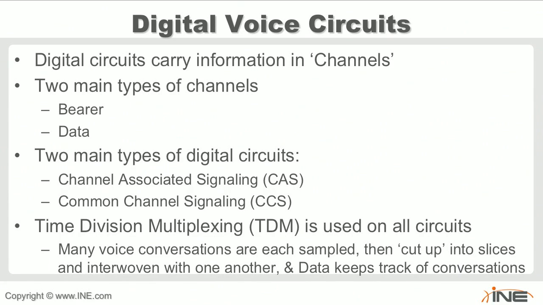And there are 2 main types of digital circuits. So we have what's called channel associated signaling, or CAS, as it's sometimes referred to, and then also common channel signaling, or CCS. An example of common channel signaling, as we'll talk about a little more, is something called a PRI. And CAS is very different than that. We'll actually go over that in the next slide, so I'll save talking about that anymore right now.